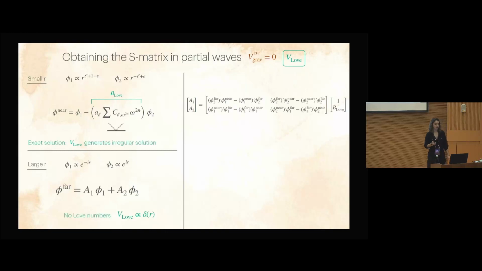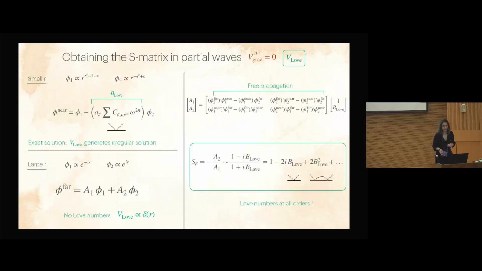Okay, what about large r? Well, I told you earlier that all these Love numbers are delta functions at r equals 0. And so if I'm integrating from r to infinity, I have no support there. So my solution is going to be exactly the same. So what happens with this matrix? Well, the matrix is going to be exactly the same as the one I showed you earlier. The only difference is now we have a V_LOV appearing in the irregular solution.